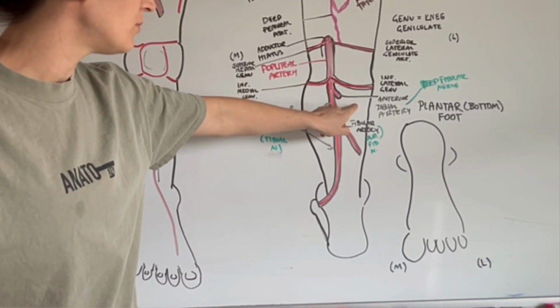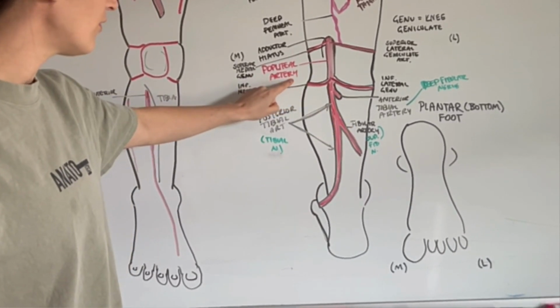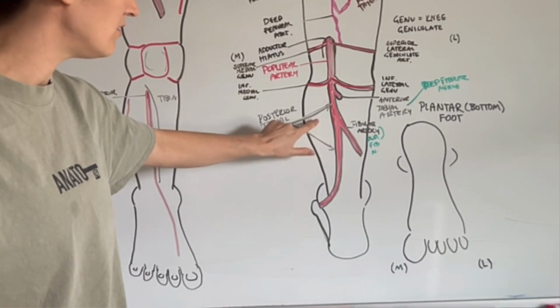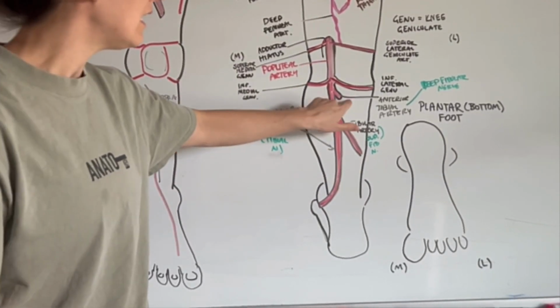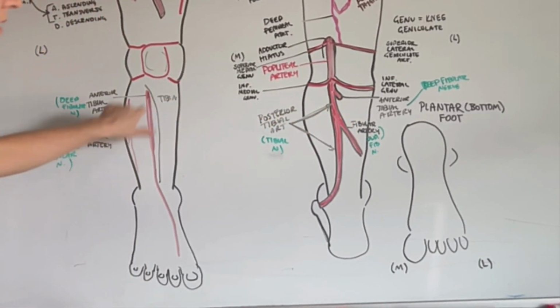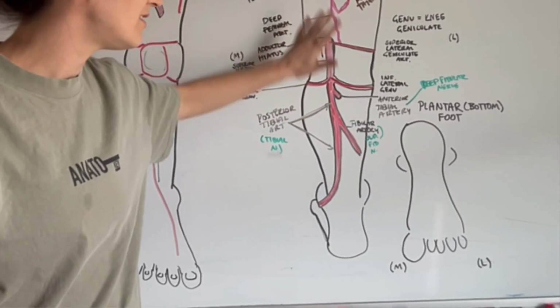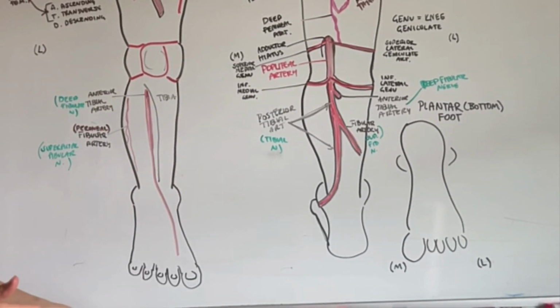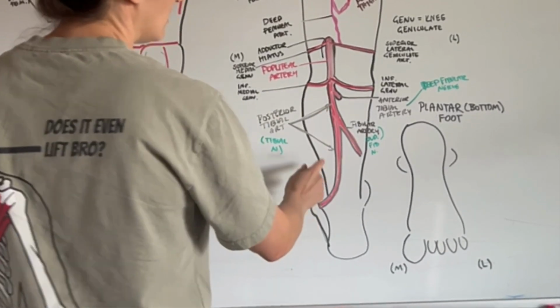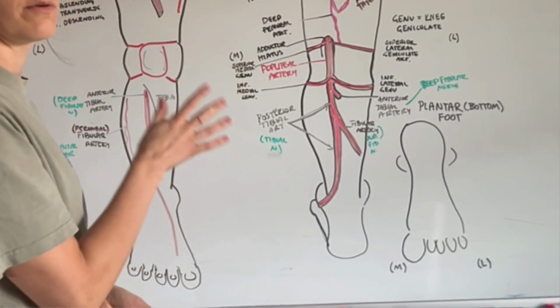After anterior tibial breaks off, this is no longer popliteal. This is now posterior tibial artery, and then fibular is going to branch off, go to the lateral compartment. Anterior went to the anterior compartment of the leg. Posterior tibial supplies the posterior compartments of the leg because there's a deep and a superficial. This artery is found under the superficial muscles.